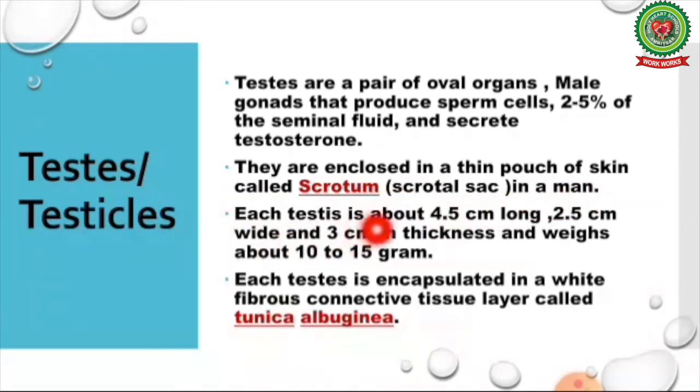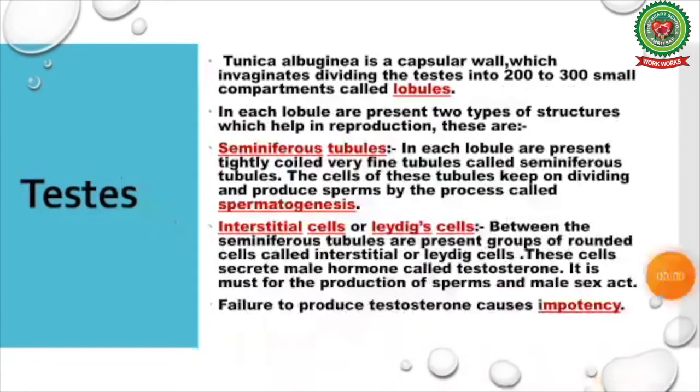Each testis is about 4.5 cm long, 2.5 cm wide, and 3 cm in thickness, and weighs about 10 to 15 gram. Each testis is encapsulated in a white fibrous connective tissue layer called tunica albuginea. Tunica albuginea is a capsular wall which invaginates, dividing the testes into 200 to 300 small compartments called lobules.